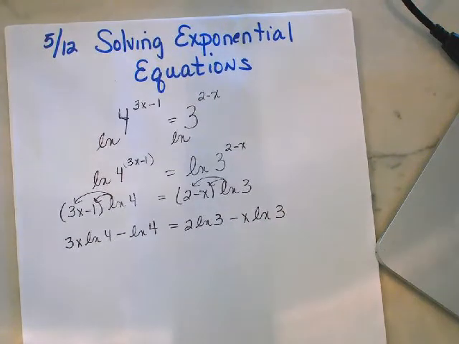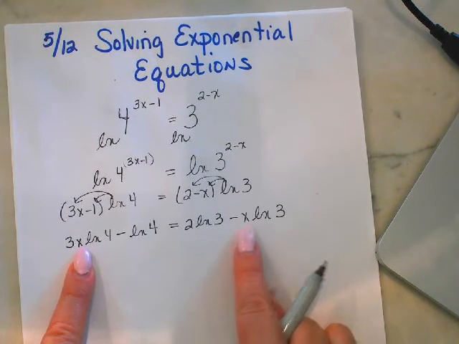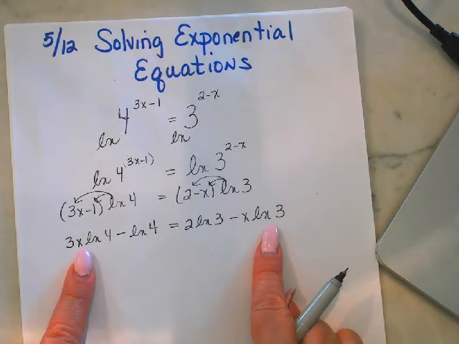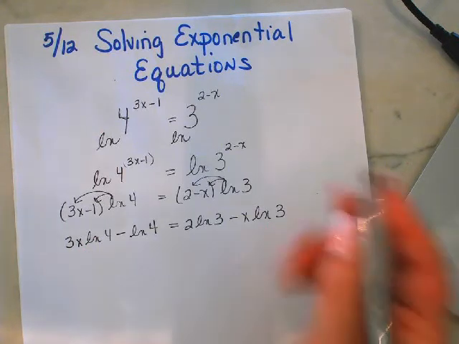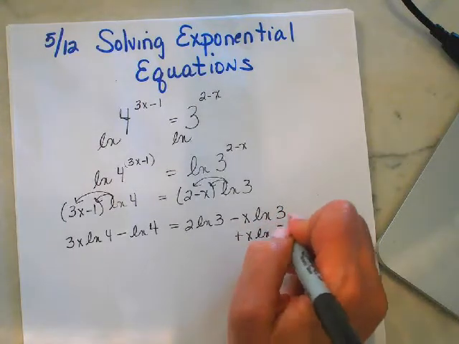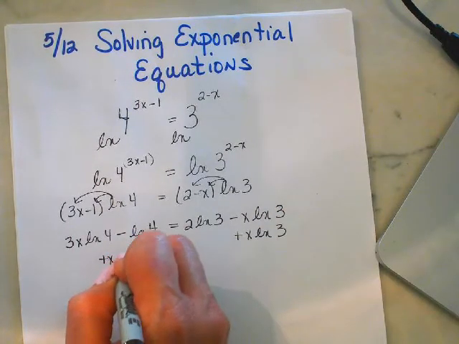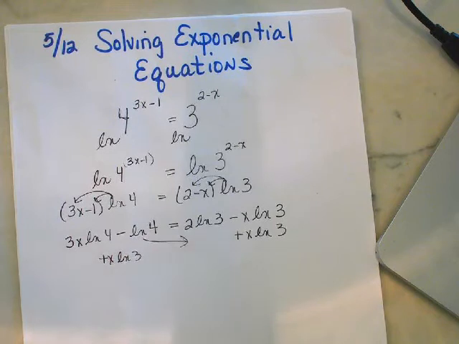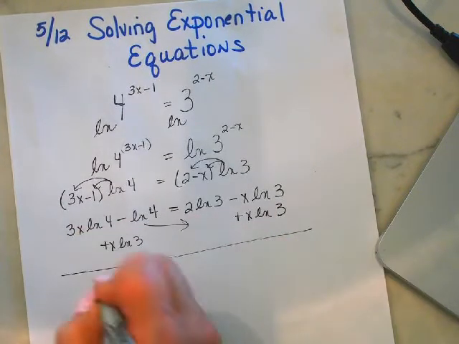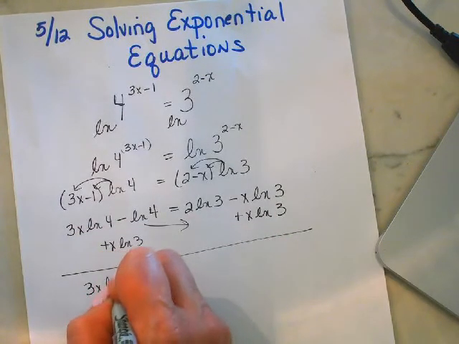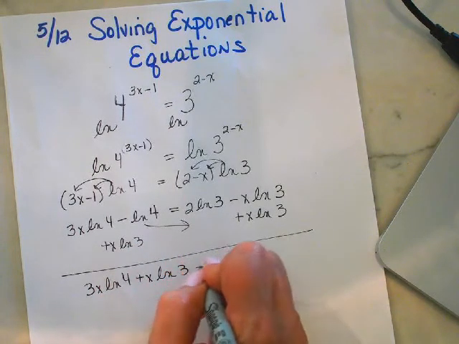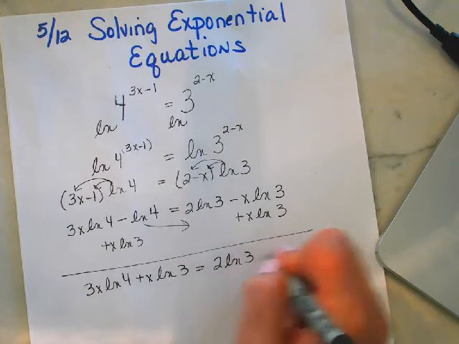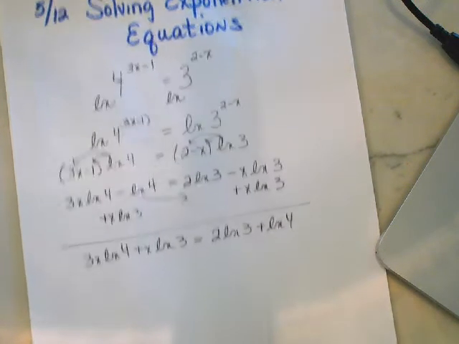Okay, now remember, my goal is to solve for x. I have an x here in this term, and I have an x over here. So what I'm going to do is bring all the terms that have an x to one side, all the terms without an x to the other side. So I'm going to take this and bring it here, and I'm going to take this and move it there. I ran out of space. So it's going to look like this: 3x ln 4 plus x ln 3 equals 2 ln 3 plus ln 4. Remember, they're not like terms. I can't combine them. I'm just moving them around.